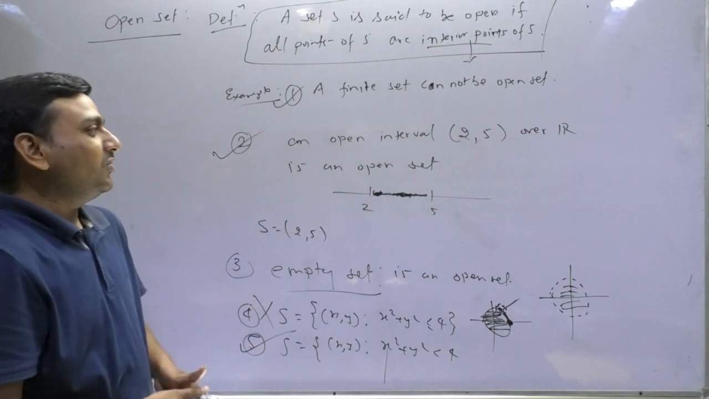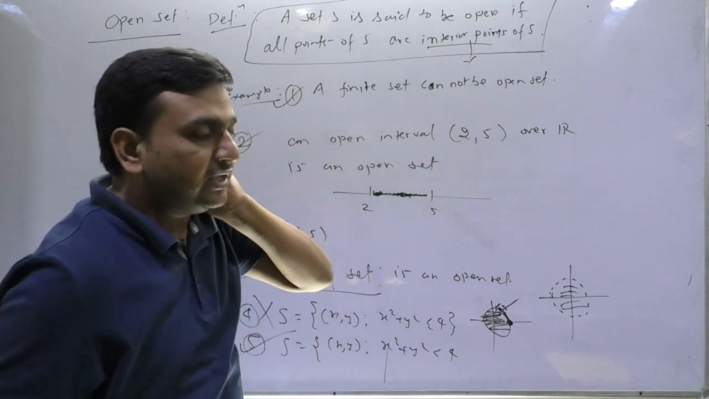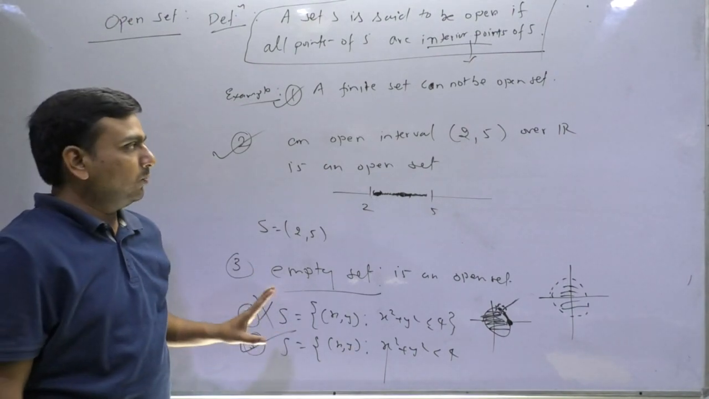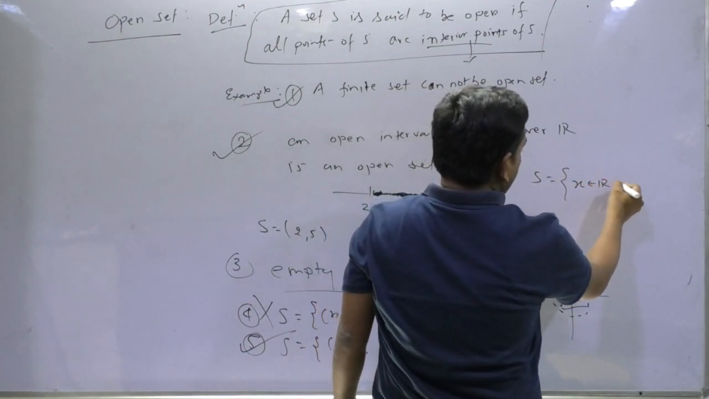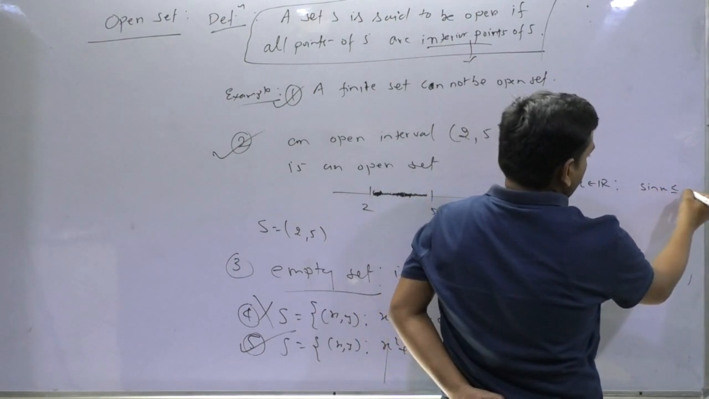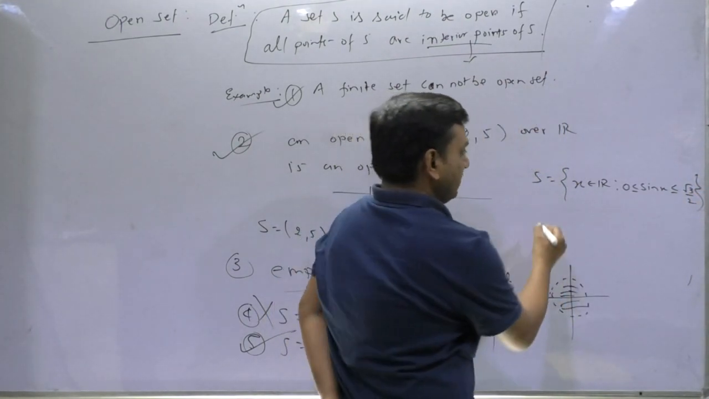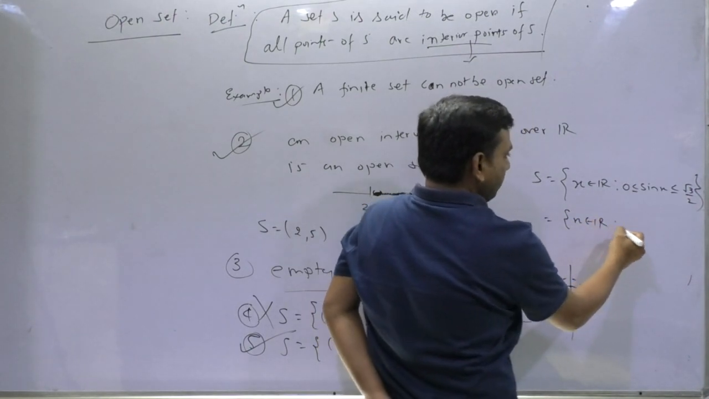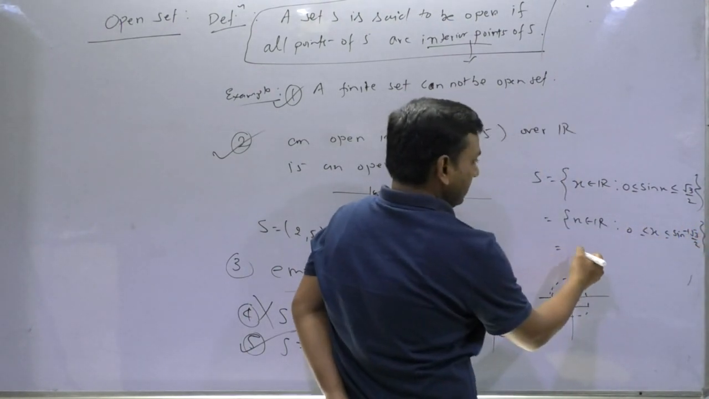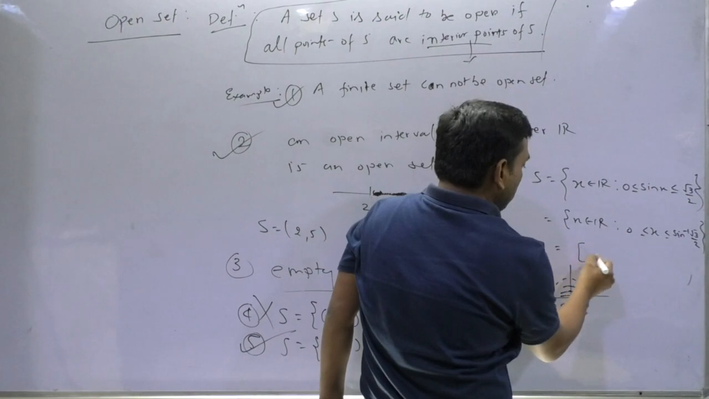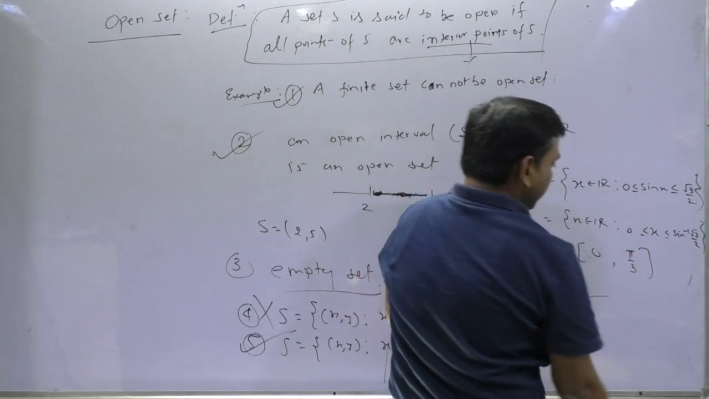Getting my point? Once your concept is clear, it doesn't matter where you are working, over R, R2, R3. Is that fine? Open set? Anything like this. Suppose I take a set of x belonging to the real numbers such that sin x lies between 0 and root 3 by 2. This also I discussed earlier. S is the collection of all those real numbers for which this holds; 0 is included, and pi by 3 is also included.